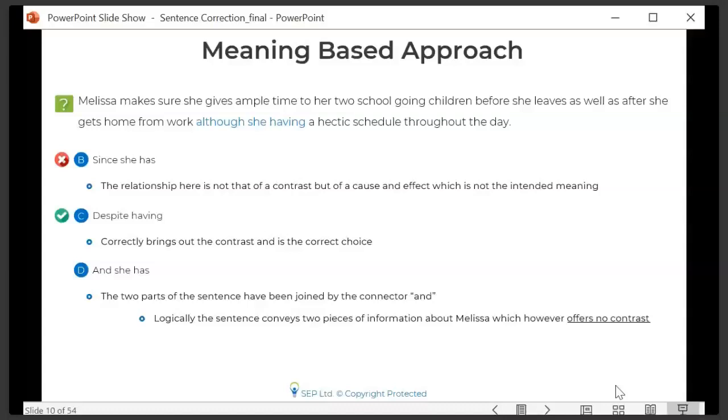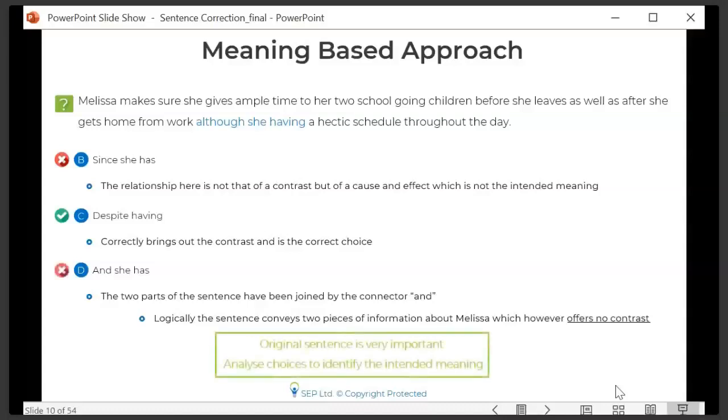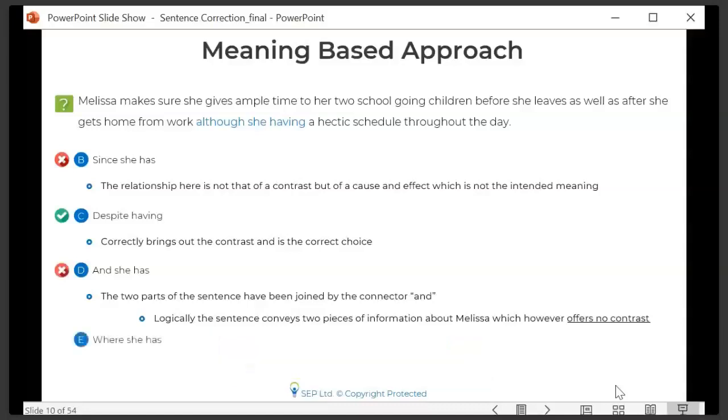I mean, look at E now. If you look at choice E, where she has. Now, there's nothing wrong with this sentence grammatically either, all right? Simply telling you that Melissa gives ample time to her children after she gets home from work, where she is busy throughout the day. But there's no contrast here, okay? And therefore, this is also not correct.